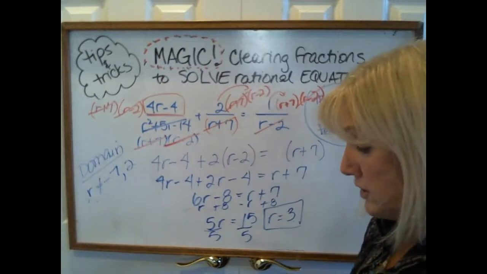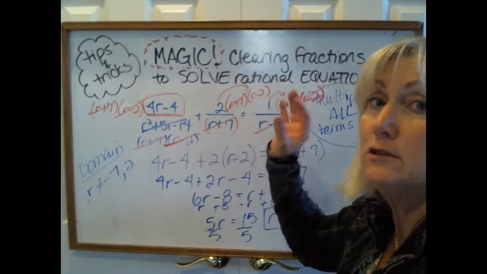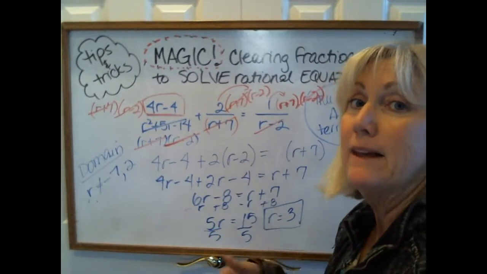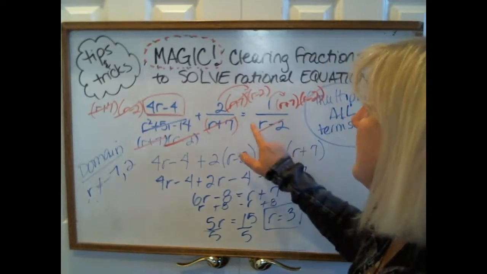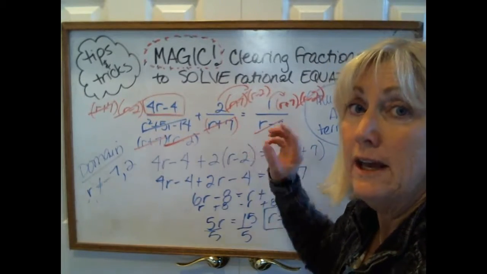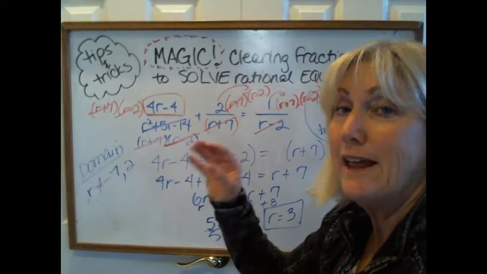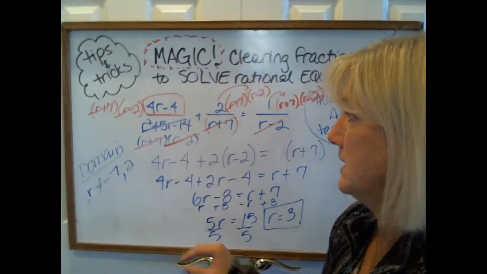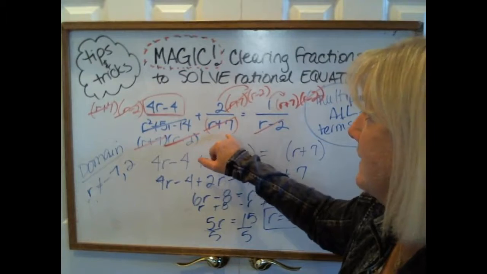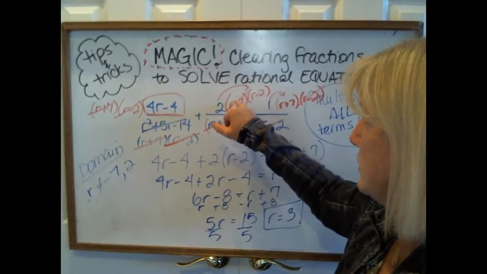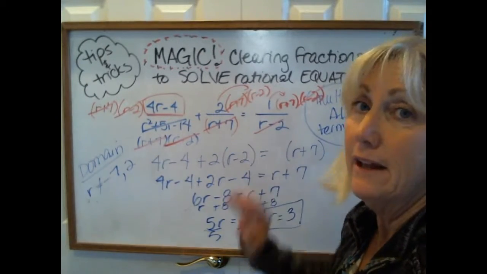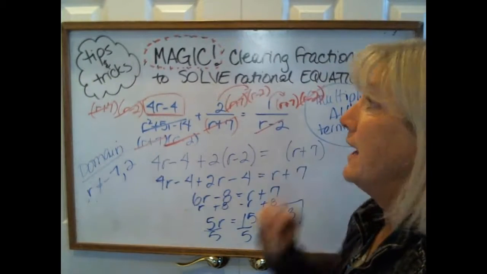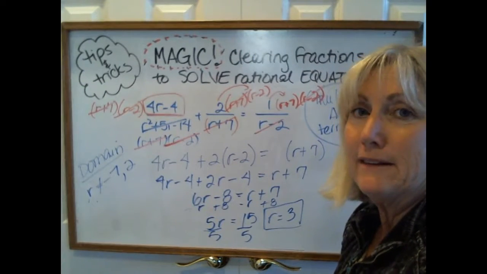So one caution, this clearing the fractions is really, really important. It makes things much, much easier, but you have to make sure you have an equation. If you just have an expression, that's when you need to get the common denominator. So for instance, you would need to get an extra factor of r minus 2 in the top and the bottom. But when there's an equation, there's a magic trick, and it really makes things easier.